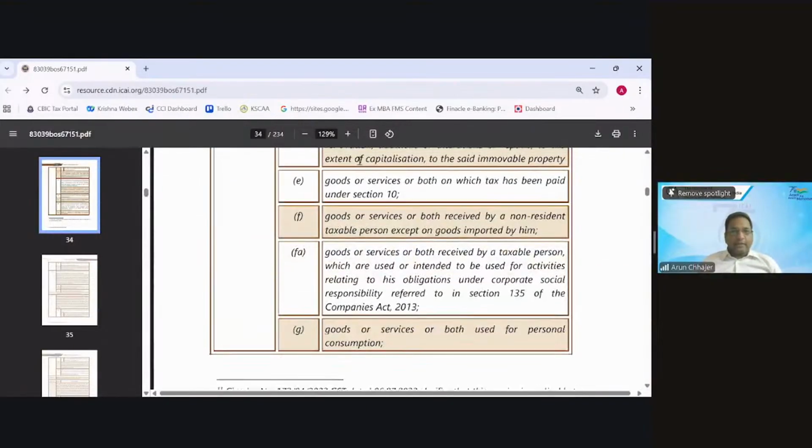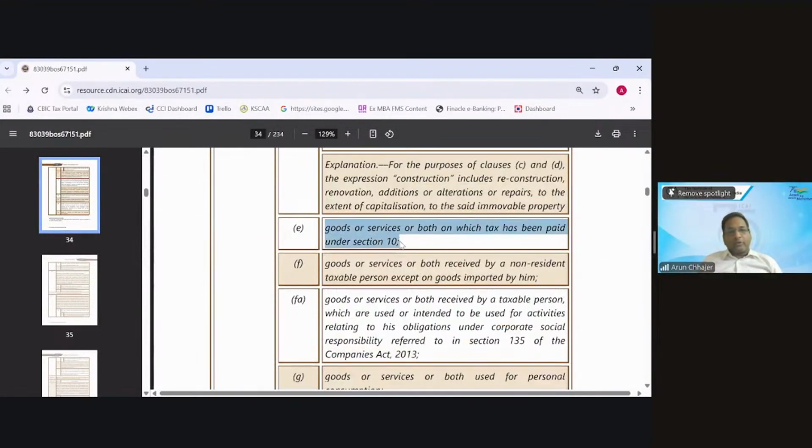We have completed clause D. Now, goods or services or both which have been paid under section 10. What is section 10? It is the composition levy. Whether he would be allowed to take ITC? The answer is no, because clause E says that it is blocked credit.